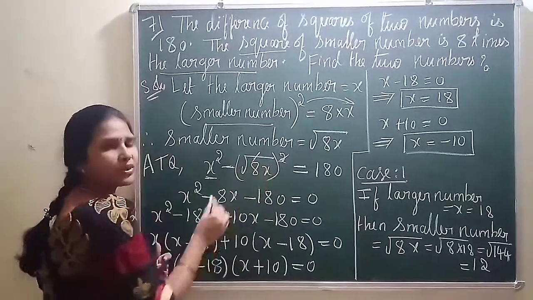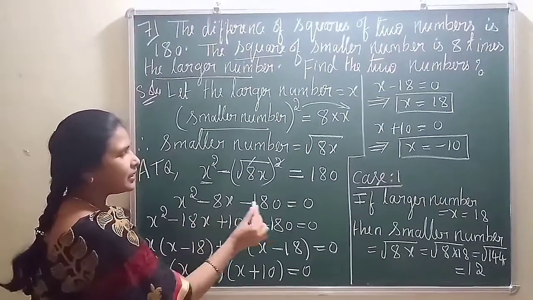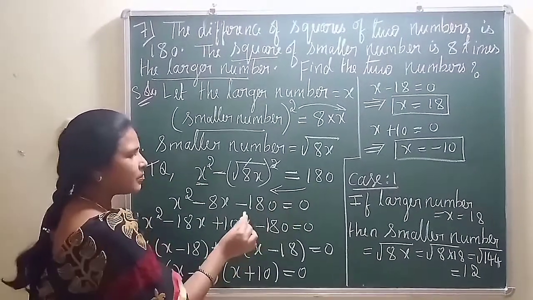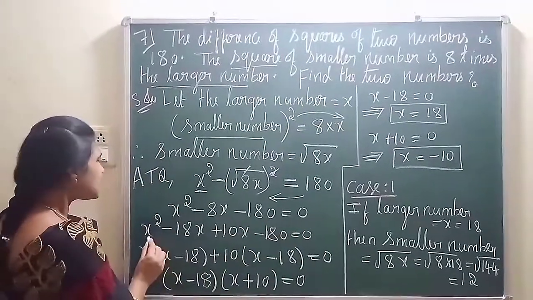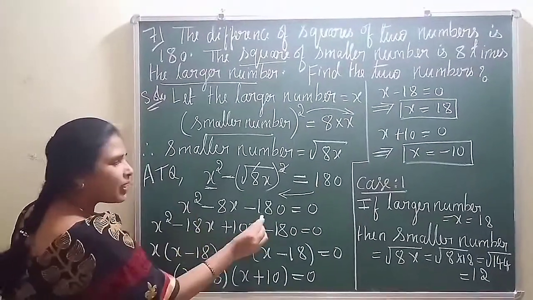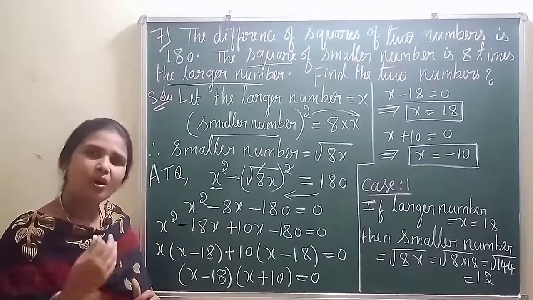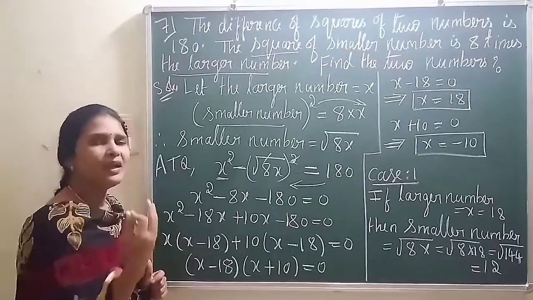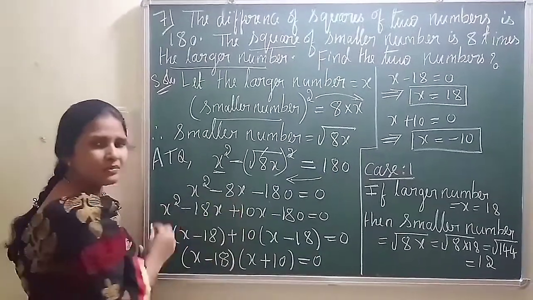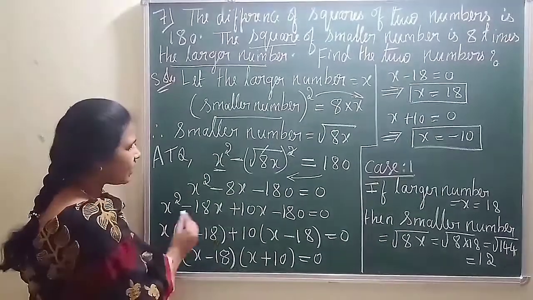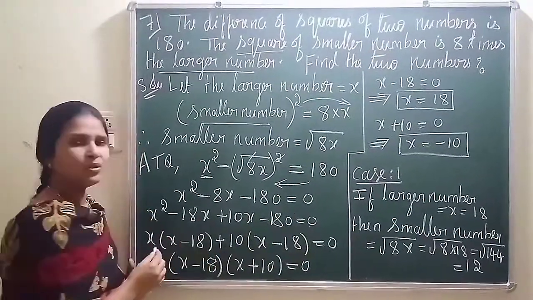The square and square root get cancelled. So we got x square minus 8x. Bring this 180 to this side, it becomes minus 180 equal to 0. So x square, 1 into minus 180 is minus 180. Do the prime factorization, or you can just recall the table: 18 tens are 180, and minus 18 plus 10 is minus 8. So x square minus 18x plus 10x minus 180 equal to 0.